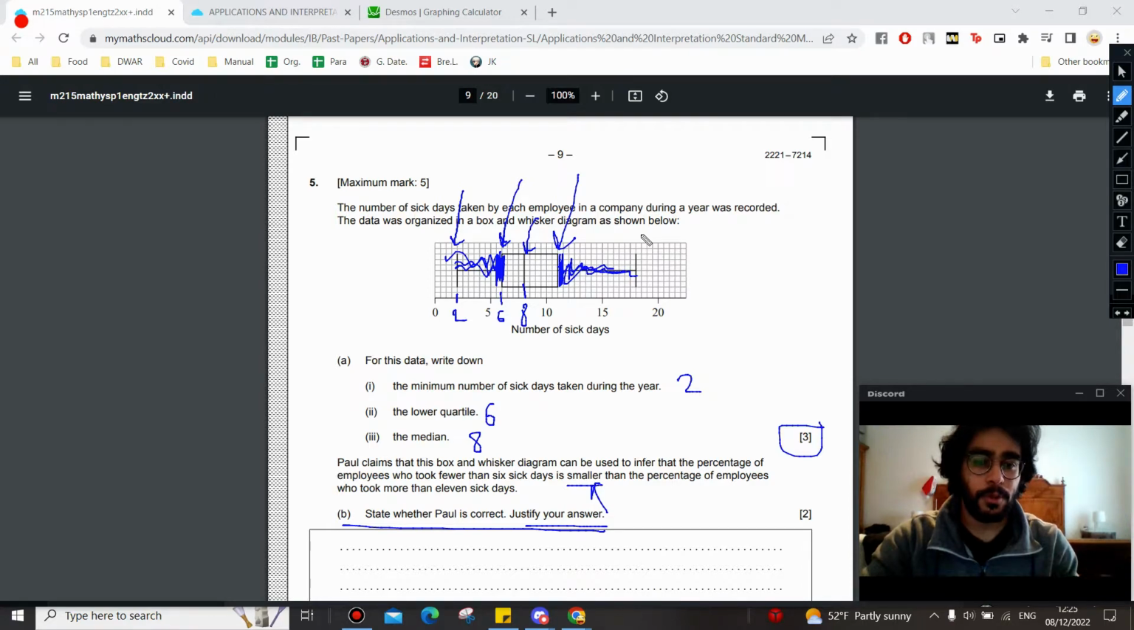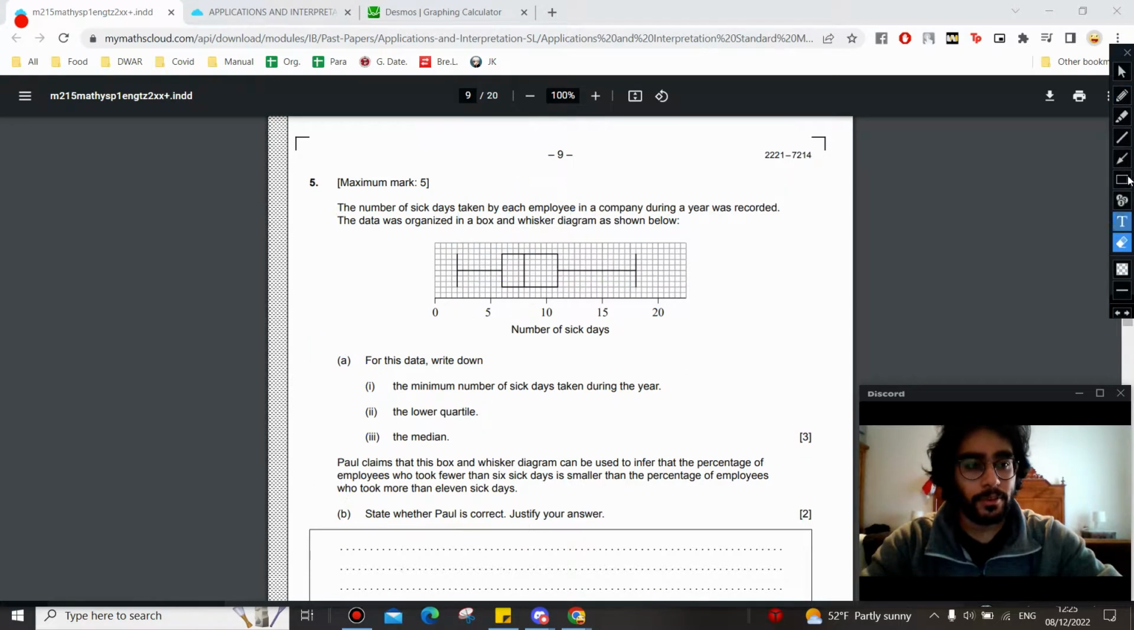And then we are looking for the people after the upper quartile, which is another 25%, because 75 plus 25 is 100. So both of these areas that we are looking for here and here are each 25% of the whole employees. So Paul is not correct, and the explanation is that they are both representing the same percentage of the overall employees. Okay, and that brings us to the end of the question. Perfect. Question number 5 is also done.